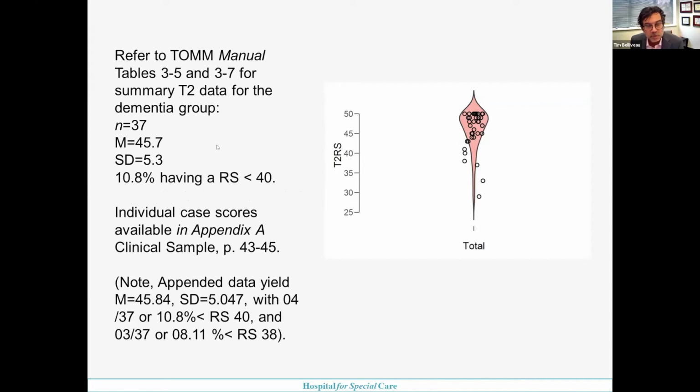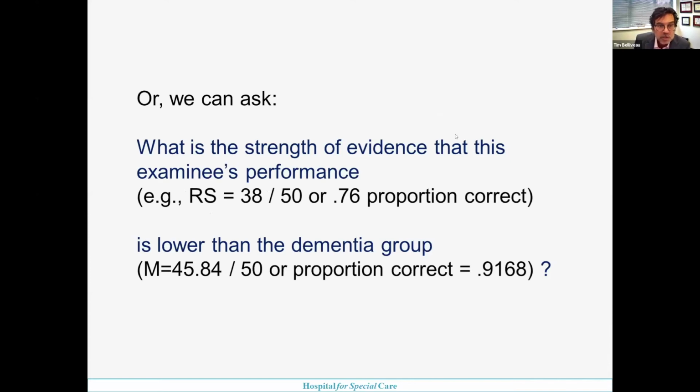So within the dementia group, the mean raw score in trial 2 is actually 46. And very few people score low: 11% have scores below 40 and 8% below 38, even in a dementia group. So we can then use this information and change our question now from is a certain score below random, and instead ask, is it below the range we would obtain from a group with dementia? What's the strength of evidence that a person, for example, with a score of 38 out of 50 correct, or 0.76, is lower than the dementia group of 46 out of 50 or 0.92?